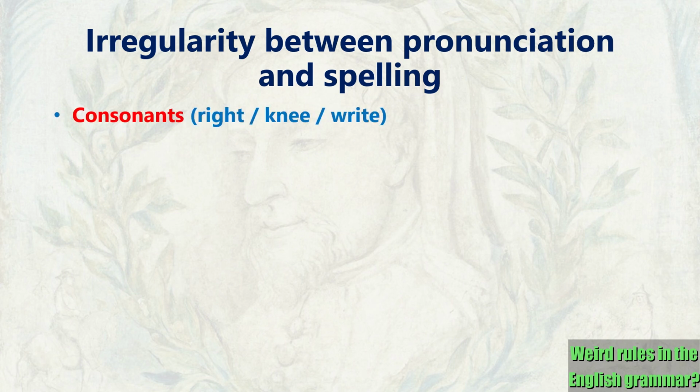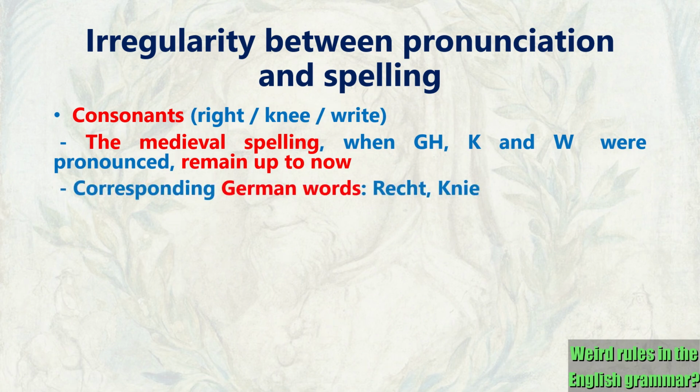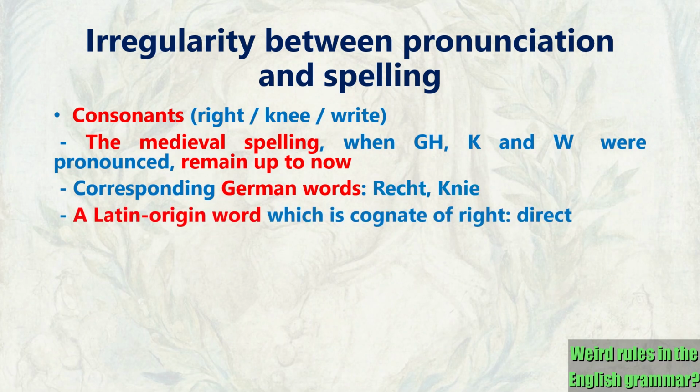Some consonants, such as gh in right, k in knee, and w in write, were pronounced in the Middle Ages when spelling was more or less formulated, and they remain in the same manner when they are no longer pronounced. In fact, for example, the German equivalent of the English word right is recht, and the German equivalent of knee is Knie. Another word of Latin origin that was cognate with right is direct, but as you know, the C corresponding to the English GH is pronounced, indicating that the pronunciation has disappeared only in English.